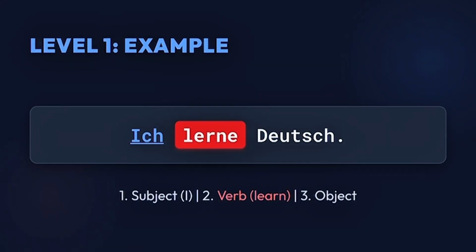Level 1, for example: Ich lerne Deutsch. Ich is the subject. Then we put a verb in position 2. Ich lerne. So it's lerne, from the verb lernen, to learn something. Deutsch is German, so it's an object. Instead of Deutsch, we can put any other language, for example, English. So we have to remember that in the first position we put the subject, in the second position the verb, and in the third position the object.